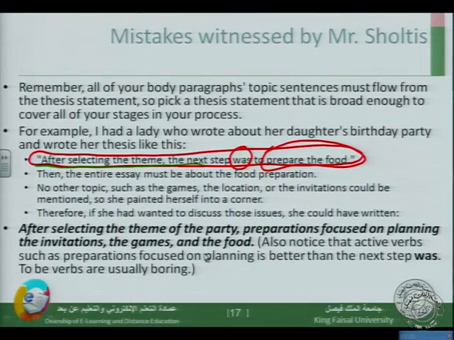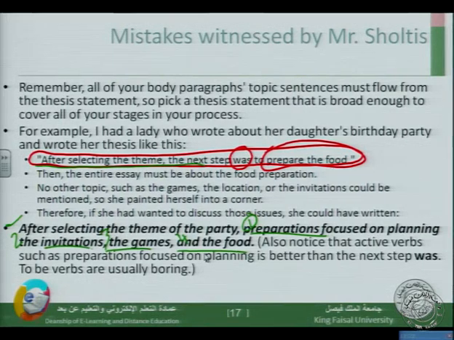So here you're going to expect how many things? 1, 2, 3, 4 things. Four body paragraphs. The first body paragraph is going to be about preparations of food. The second, right here, about the invitations. And the third, the games. And the fourth about the food itself. Because here, if she writes this way, her thesis statement covers all the topics.